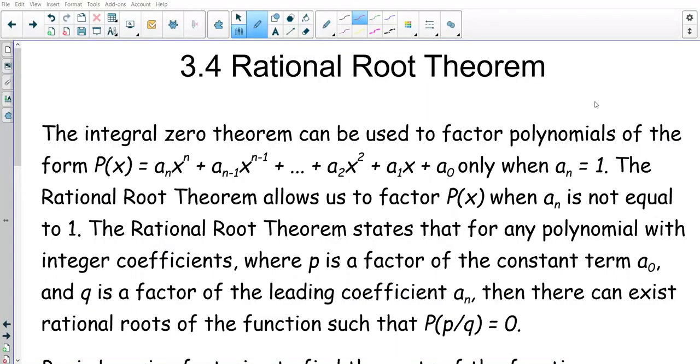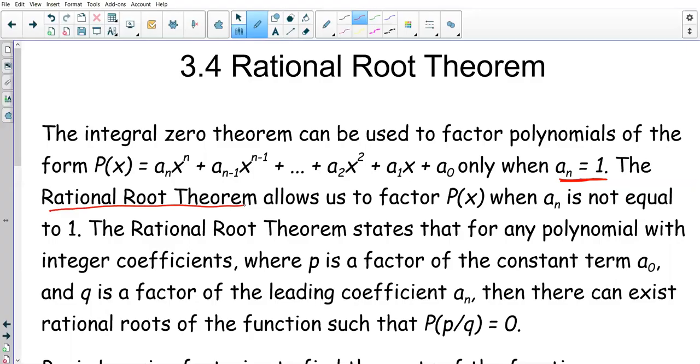Welcome to lesson 3.4. Today we're going to cover the rational root theorem, which is going to allow us to sketch the graphs of polynomials. So we've already seen the integral zero theorem, and the integral zero theorem only works when the leading coefficient is equal to 1. So if I have a polynomial where the leading coefficient isn't 1, one of the things we had talked about before was maybe if we're lucky, there's a common factor and we can common factor out that leading coefficient. If that's not the case, then we need to move to the rational root theorem.